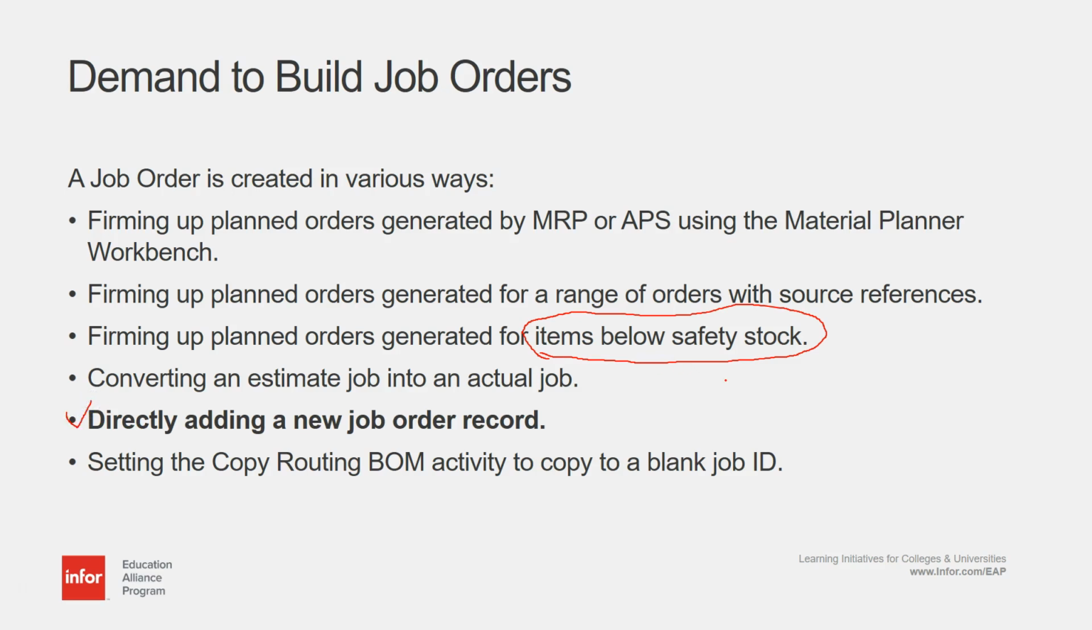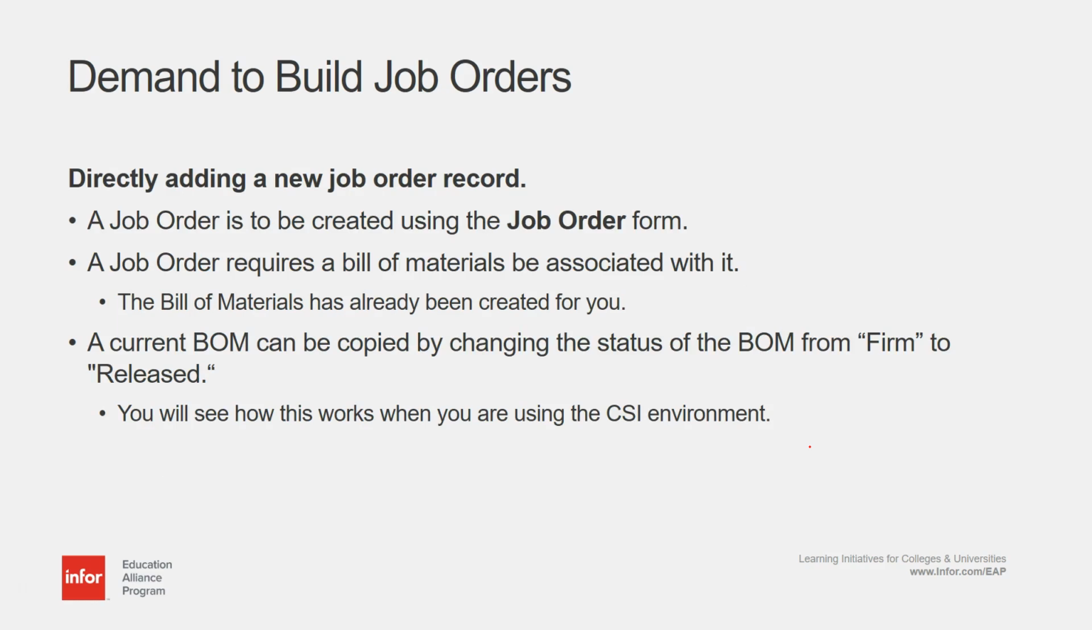or you can directly create a new job order, which is what we're going to do. You can also copy a routing bill of materials to a blank job ID. Several different ways to create a job order, and we're going to do it the old-fashioned way. We're going to create one manually, and once we actually create the job, the bill of materials is already there for us.